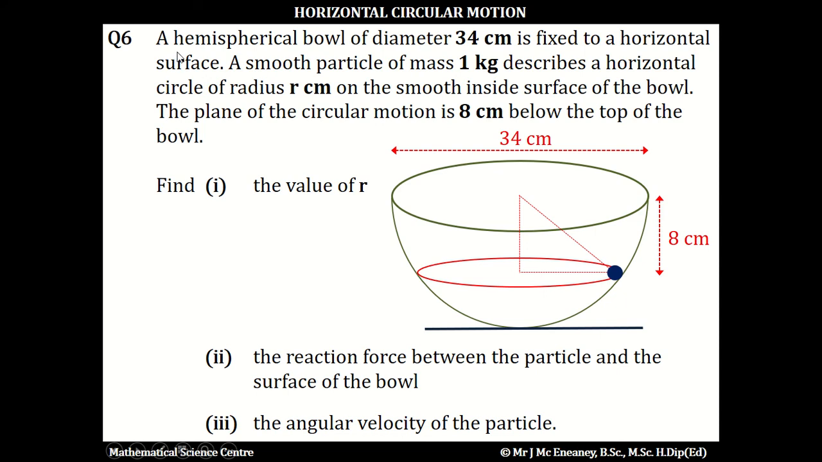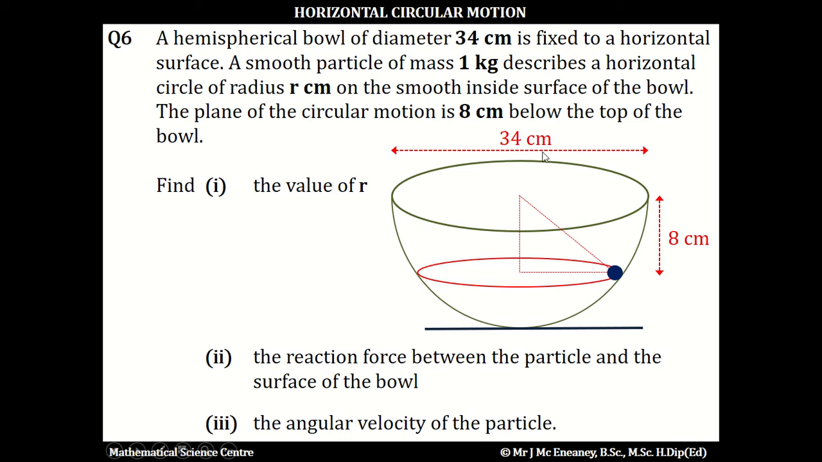So in question 6, a hemispheric bowl of diameter 34 centimeters is fixed to a horizontal surface. A smooth particle of mass 1 kg describes a horizontal circle of radius r centimeters on the smooth inside surface of the bowl. The plane of the circular motion is 8 centimeters below the top of the bowl. Part 1, we want to find the value of r.